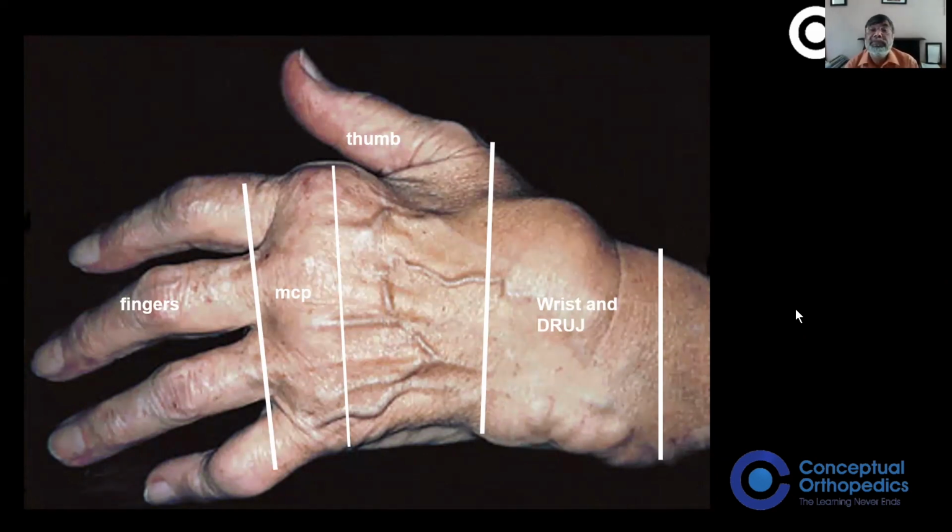So this is my protocol. I start with the wrist and distal radioulnar joint. I then go distally to the MCP, then talk about the fingers and talk about the thumb. So I talk about these four regions when I'm presenting a case.